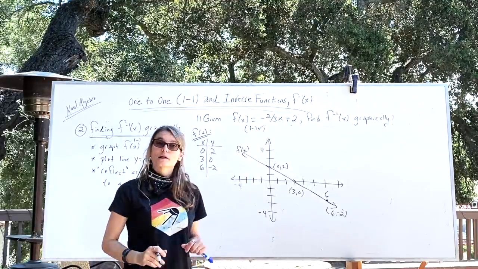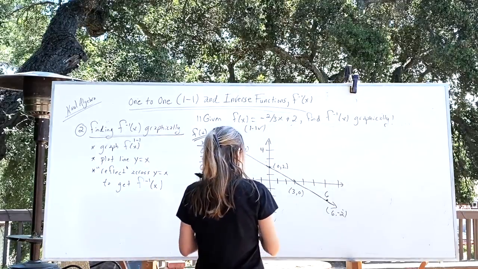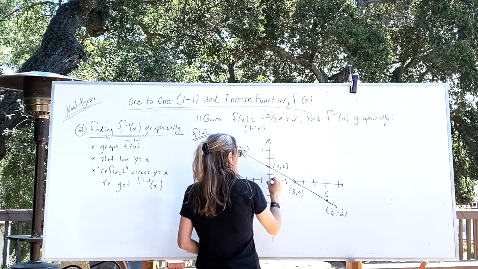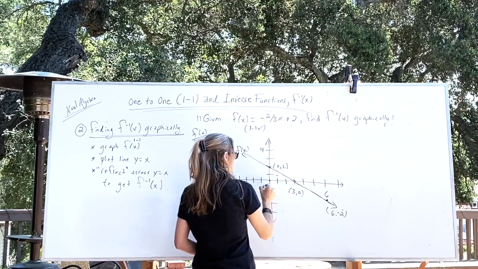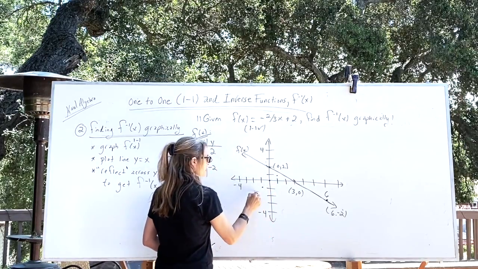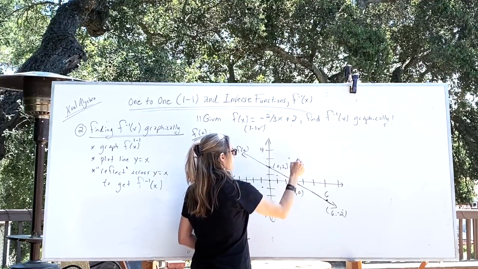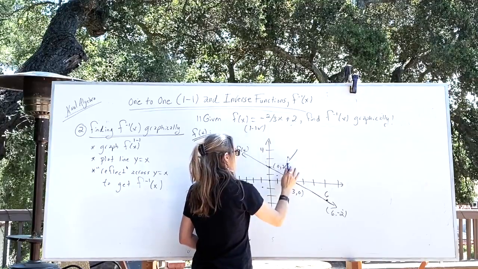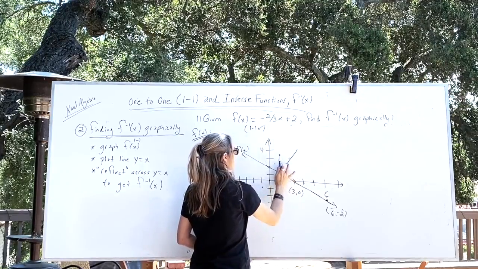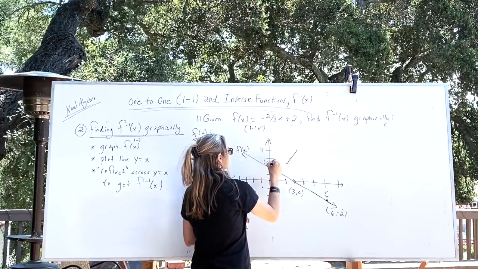Now, I want to draw the line y equals x because that's what I'm going to reflect everything about. So the line y equals x is (0, 0), (1, 1), (-1, -1), (-2, -2), (2, 2), (3, 3), (4, 4), etc. So I will move my (0, 2) point up here.